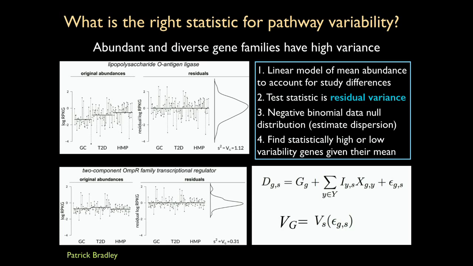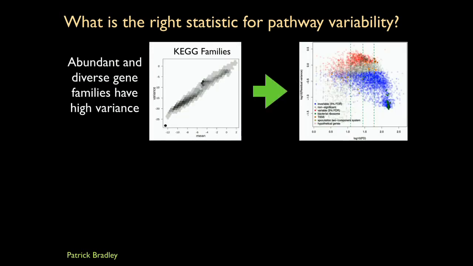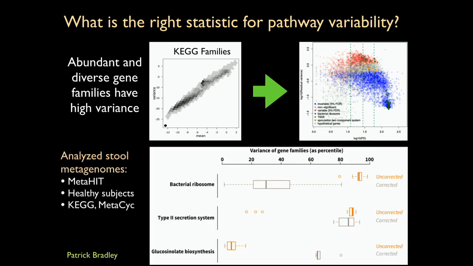These are the residuals after fitting the model. And we're asking, is there more variance for one gene family compared to another gene family? So this one has low variance. This one has higher variance. And so we've moved from this picture to one where the mean variance relationship is adjusted for. It also adjusts for the phylogenetic diversity of the gene family, because things that are widely spread also tend to be higher variance. And so what happens is something like the ribosome was one of our most variable gene families. After correction, it's no longer.